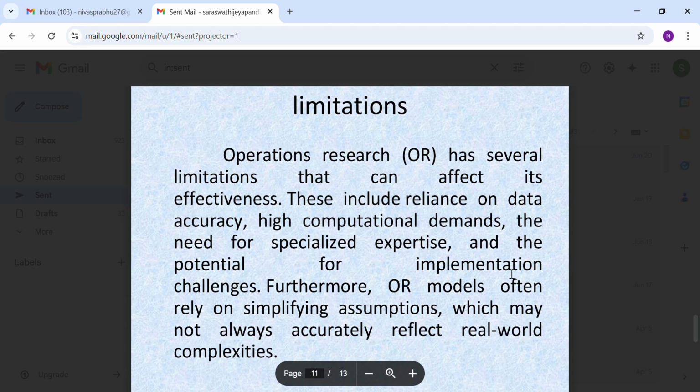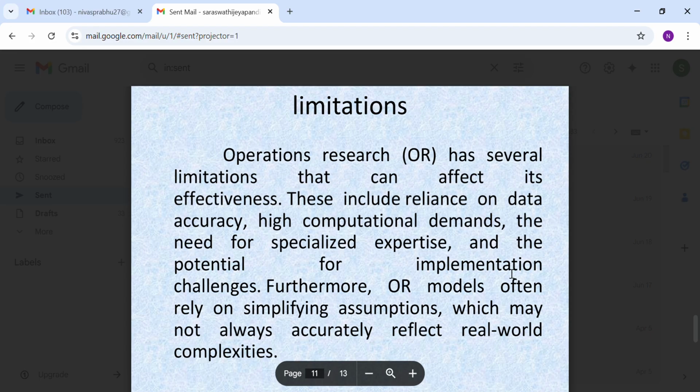It is also not free from certain limitations. Operation research has certain limitations which can affect its effectiveness. These include reliance on data accuracy, high computational demand, and the need for specialized expertise to solve the problems. Not a layman or a common man having a little knowledge about mathematical analysis can solve the problems by using OR models. To solve OR problems, specialized expertise knowledge is needed.